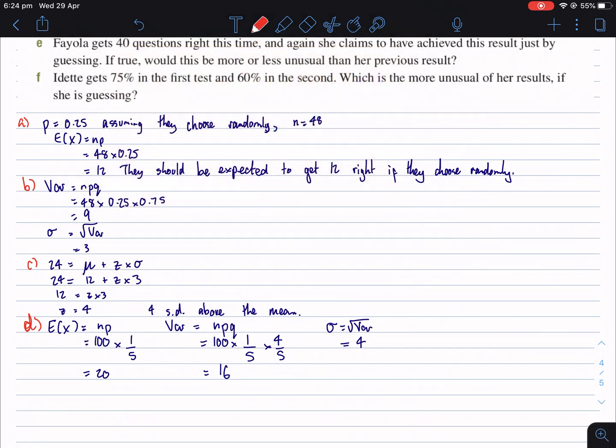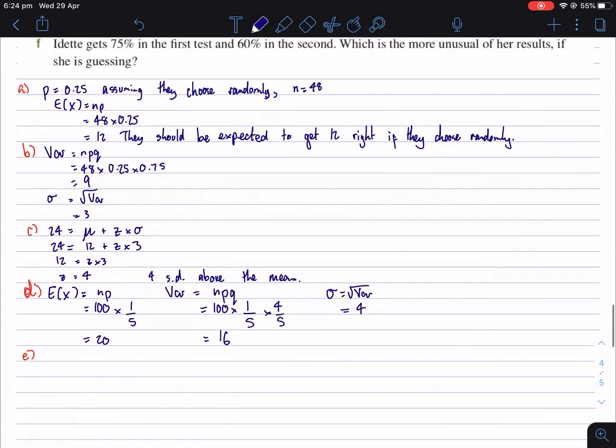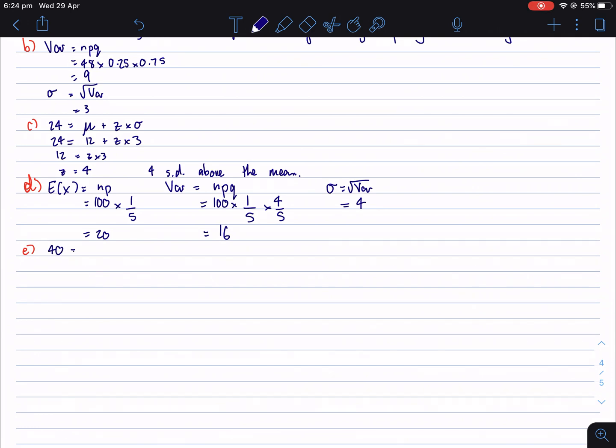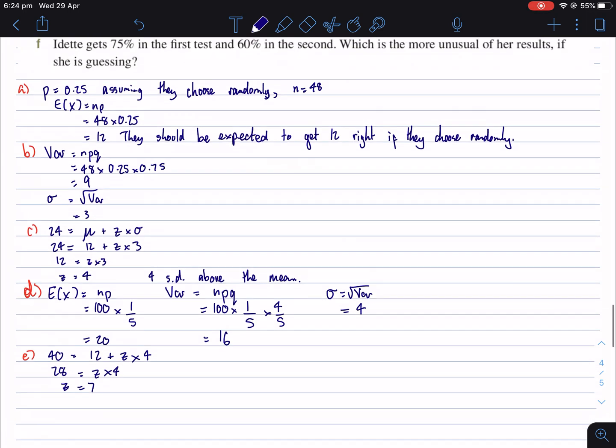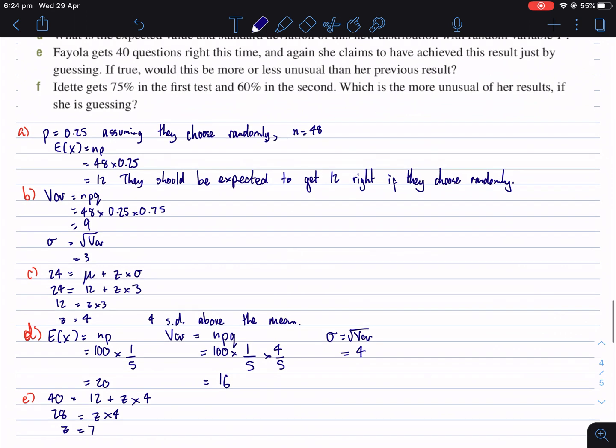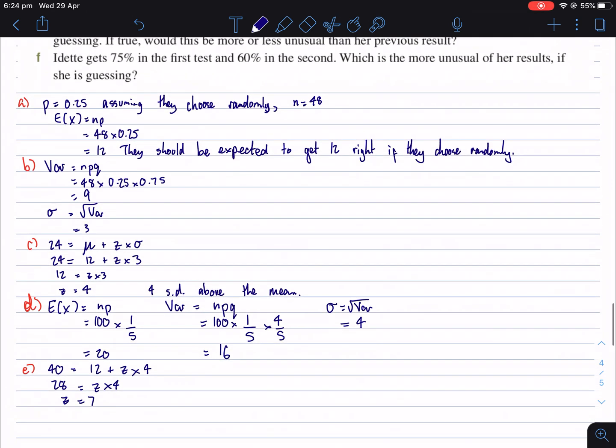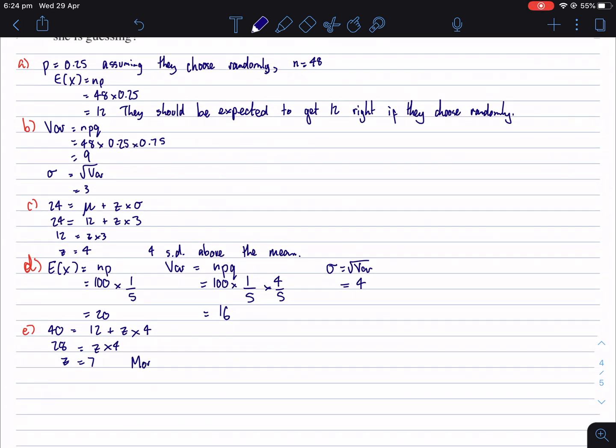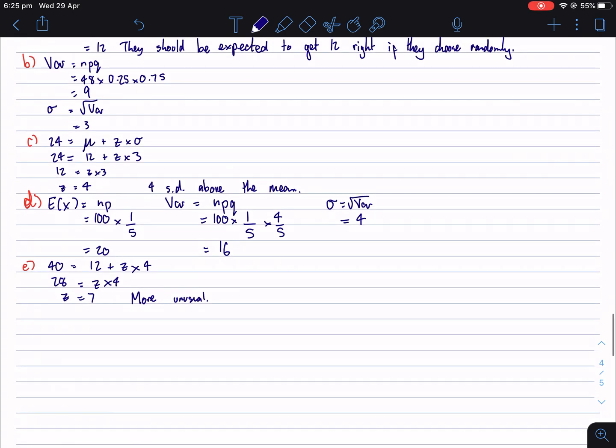All right, let's see how much further off the mean she was. 40 questions. So this time 40 equals the mean plus z times the standard deviation, which is 4. So this is 28 equals z times 4. Yeah. She's cheating. Or she knows actually what she's doing and she's just trying to be cooler than her friends. More unusual, because we're 7 standard deviations above the mean. We're way above average.